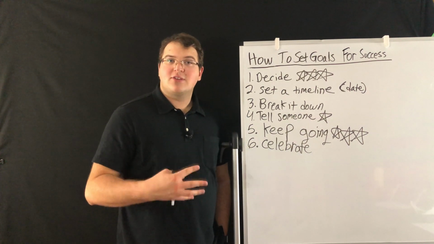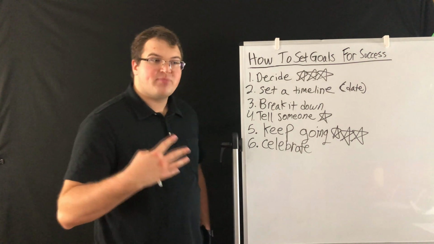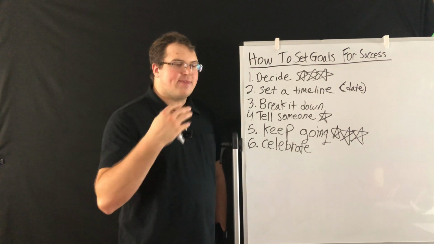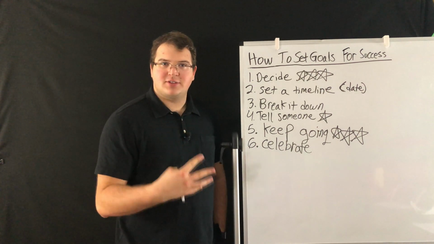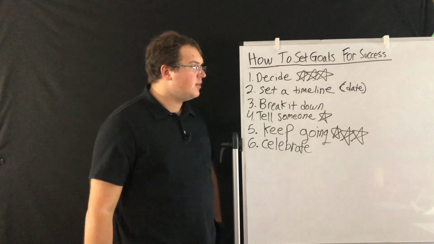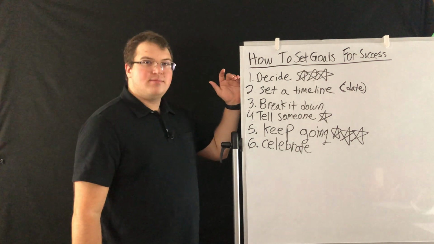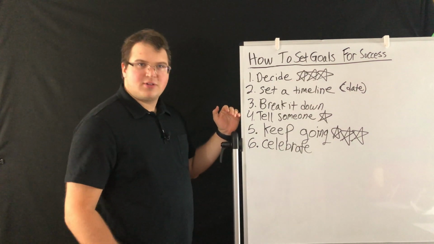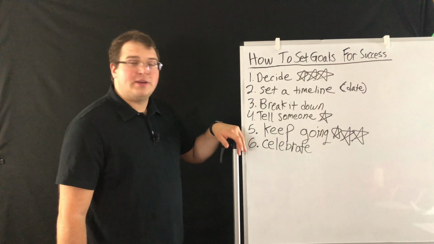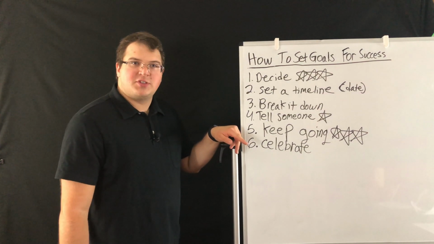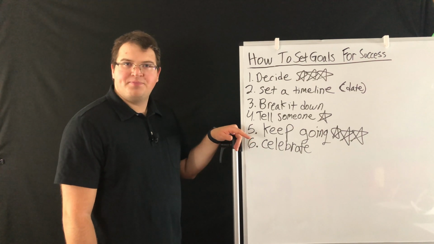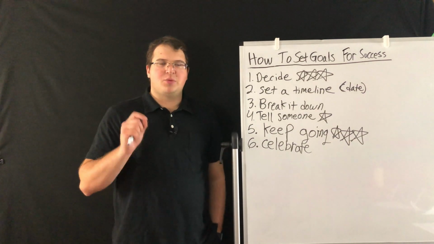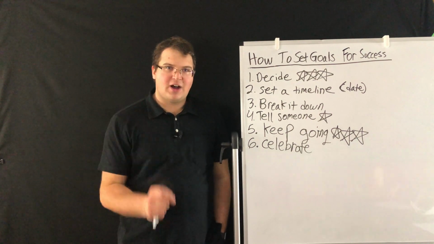All right, so these are the 6 steps that I use to create success in my own life and that I've seen other people use to create their success in their lives. Right? You want to decide, set a timeline, break it down, tell someone you're gonna do those goals, you're gonna keep going, and you're gonna celebrate for every single small accomplishment that you have. 6 simple steps. I guarantee you they will lead you to success if you just follow them.